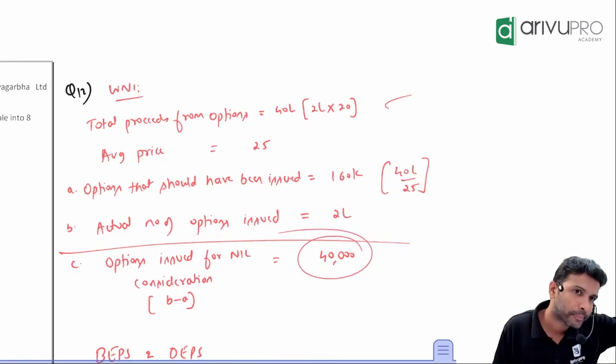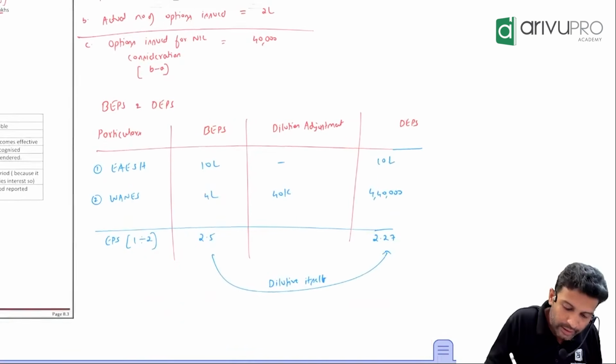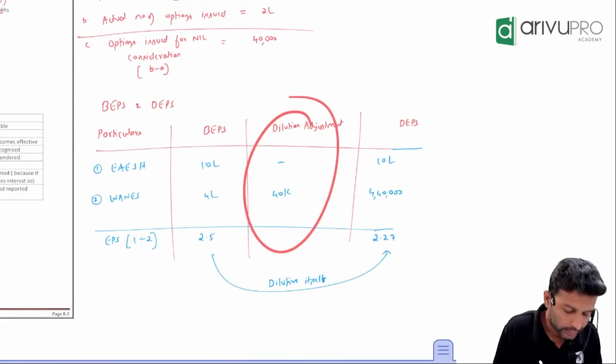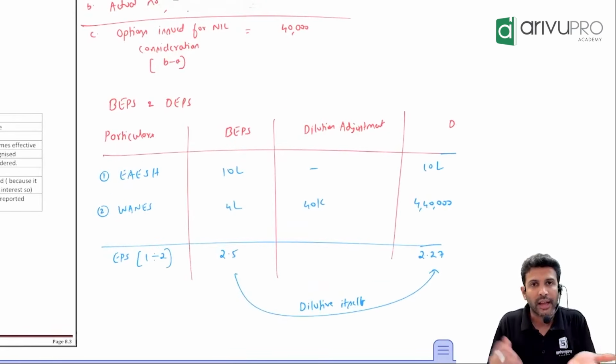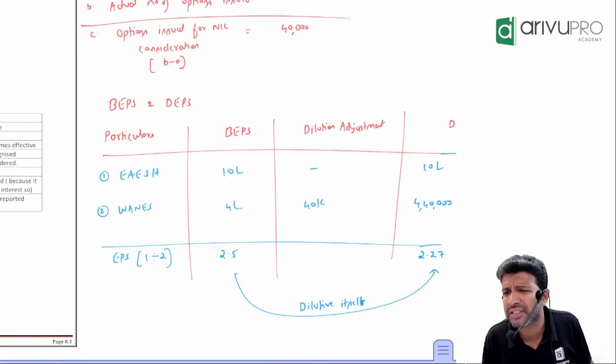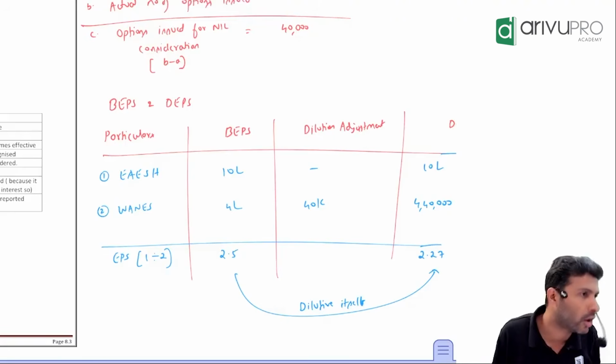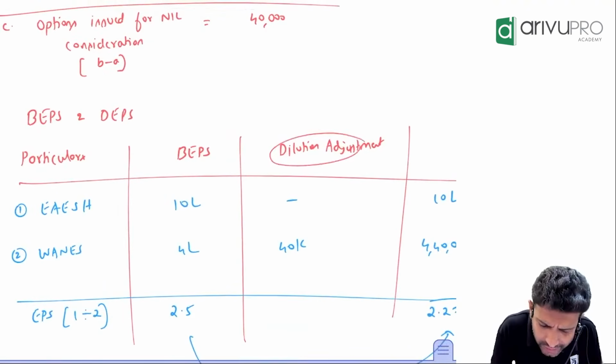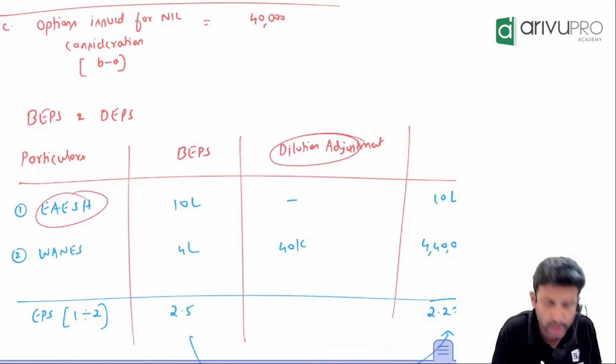Do you agree with me? Okay. You already calculated basic EPS. To this, what you have to do? Simply add the dilution adjustment. Sir, has the employee already purchased the shares, or will it be in future? Future. So is there any dilution adjustment on earnings due to this?